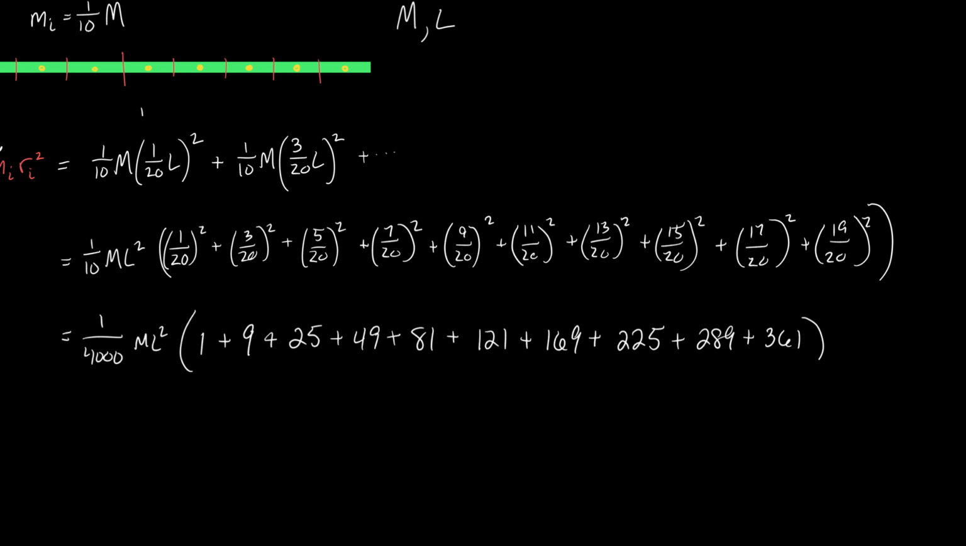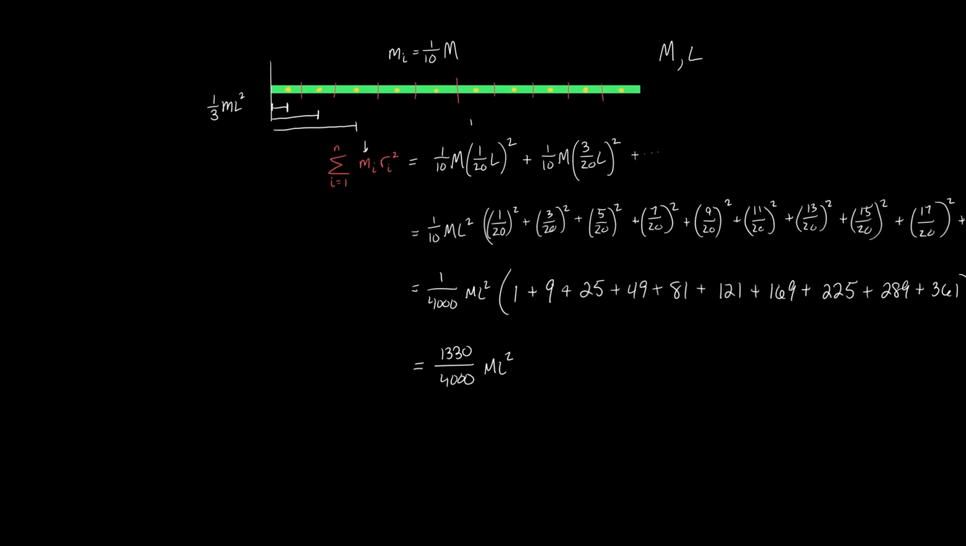And now we have to add them all up. So I'm going to add them all up. And I suggest a couple of you do this to keep me straight. So 361 plus 289 plus 225 plus 169 plus 121 plus 81 plus 49 plus 25 plus 9 plus 1. I got 1330. Did you guys get that too? Okay.